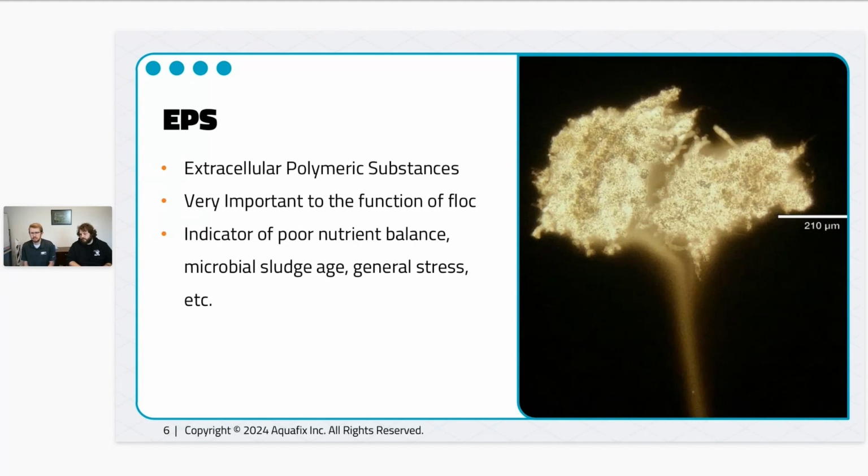Floc size and EPS does impact physical membrane performance. Yeah, you sort of answered it right there. Your floc size and EPS will directly impact how well your membrane is actually able to filter that out, how often you need to backwash or be concerned with biofouling on your membrane.